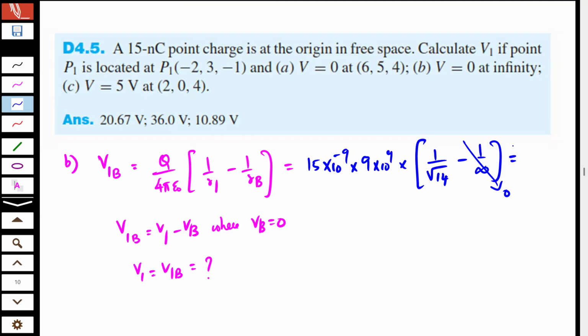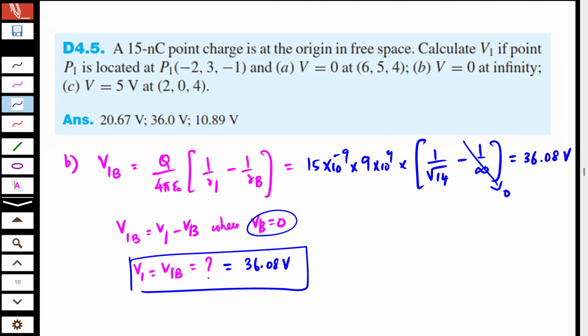You can use the calculator and find what the answer is. I will be giving the answer directly here. You can pause the video and find. So it is going to be 36.08 volts. Thereby your V1 also is becoming 36.08 volts, since this VB is already 0. So this is the subdivision B.